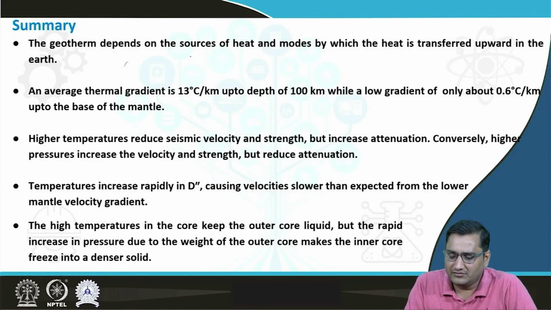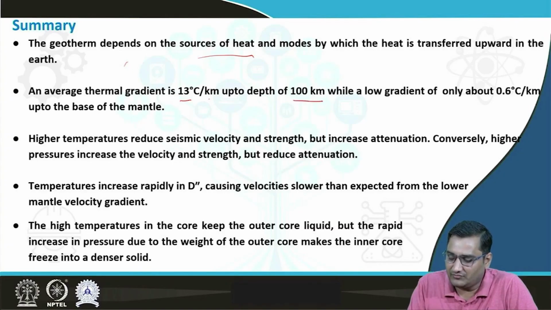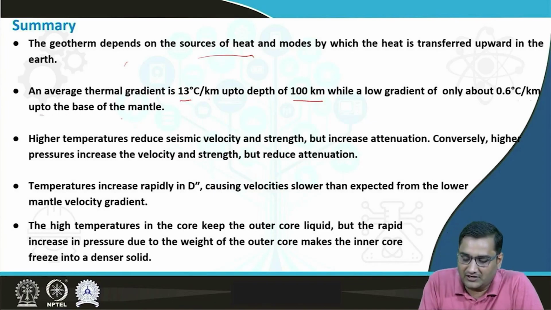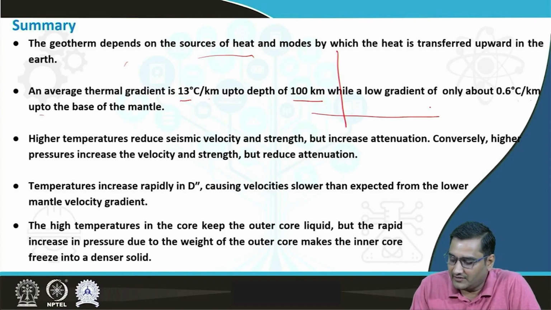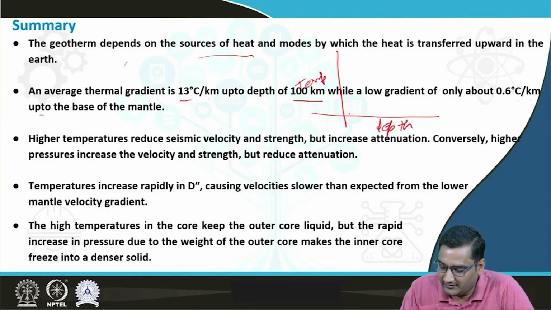The geotherm depends on the source of the heat and the modes by which the heat is transferred upward in the earth. An average thermal gradient is 13 degree centigrade per kilometer up to a depth of 100 kilometer, while a low gradient of only about 0.6 degree centigrade per kilometer up to the base of the mantle. So if you remember, we saw a curve where we had temperature here, and here we had depth for the mantle. So for the mantle we saw the curve for the geotherm was varying like this. Then it has shallower increment in the middle mantle, and then at the D double prime layer it rises steeply back up again.